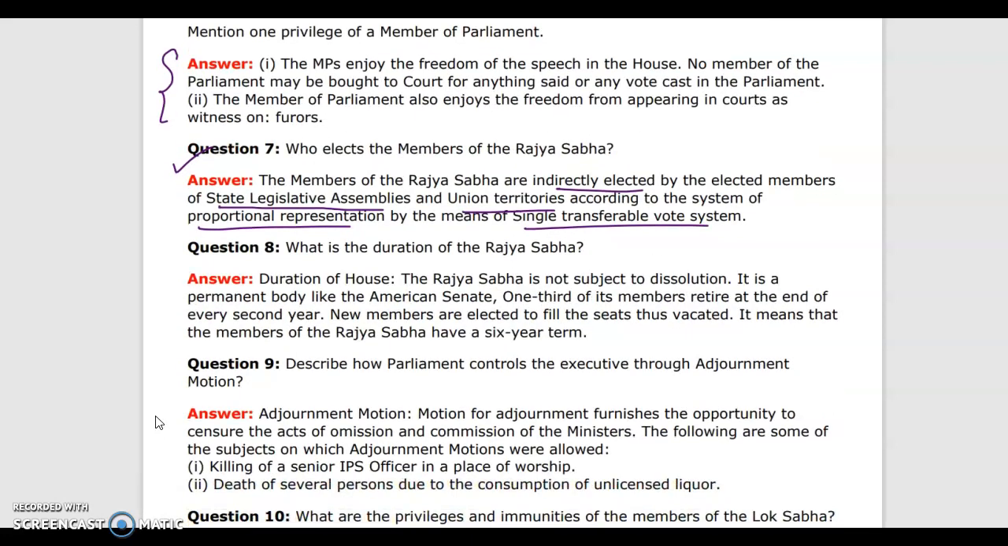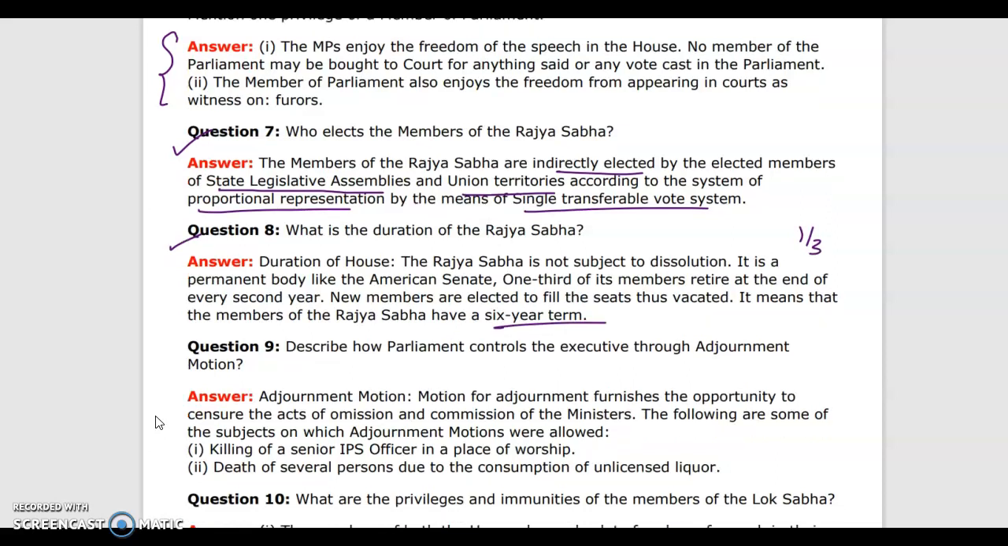What is the duration of the Rajya Sabha? As I told you, it is not subject to dissolution. It is a permanent body. 1/3 of its members retire every 2nd year, and it has a term of 6 years.